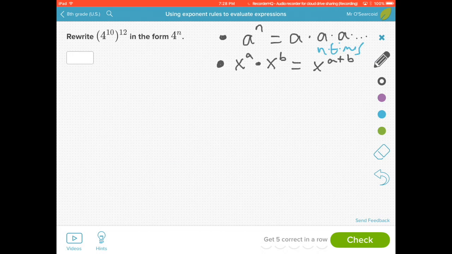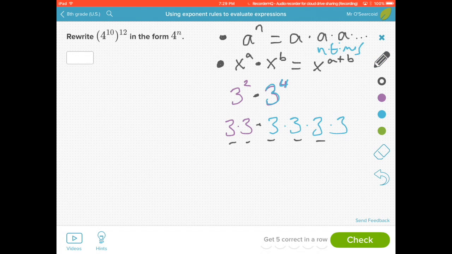An example of that is, let's say you have 3 to the power of 2, and that's multiplied by 3 to the power of 4. If you really think about that, this is basically 3 times 3, times 3 times 3 times 3 times 3. And as you can see, that's 1, 2, 3, 4, 5, 6. So that's 4 plus 2. It's equal to 3 to the 7. All right, so that's the multiplication rule.